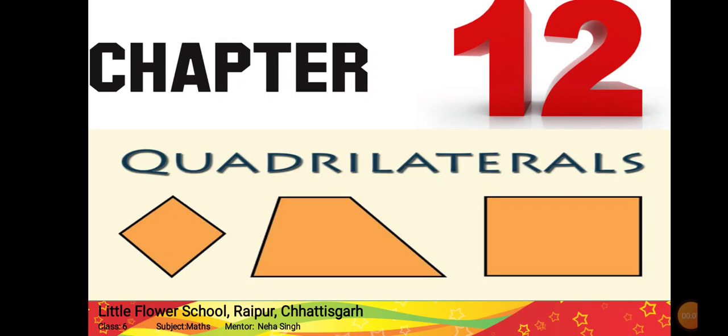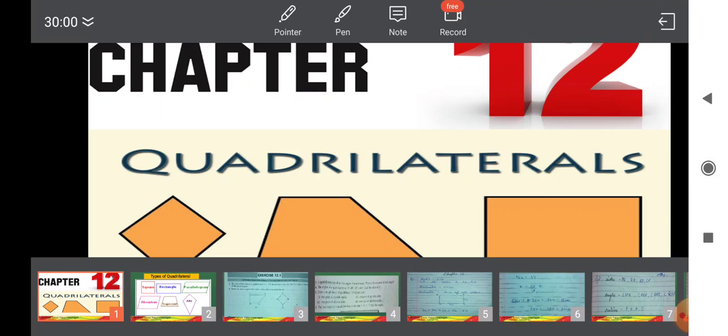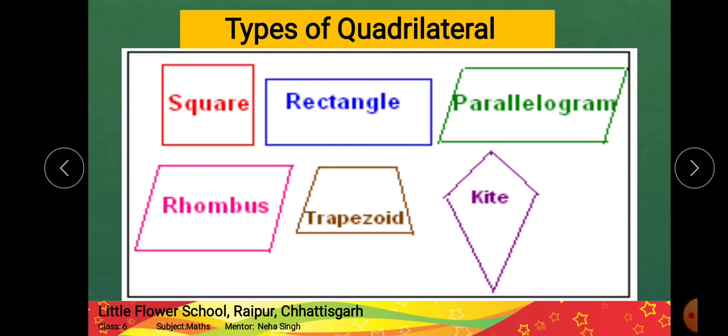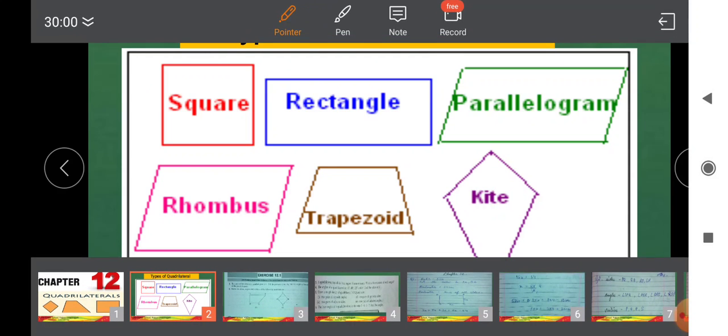Hello students, so today we are going to start with the 12th chapter, that is quadrilaterals. What do you mean by quadrilaterals? Quadrilaterals are the figures with 4 sides. This quad means 4, so any figure having 4 sides is called a quadrilateral. Here are some examples of the quadrilaterals.